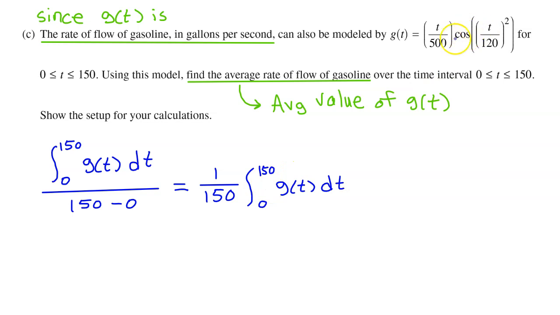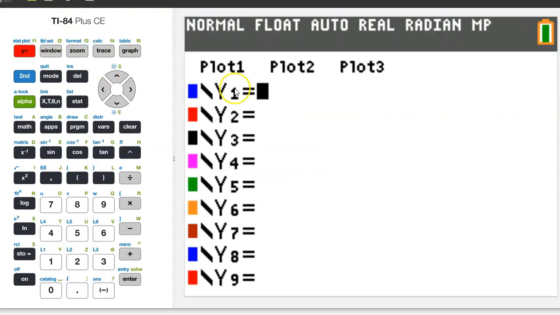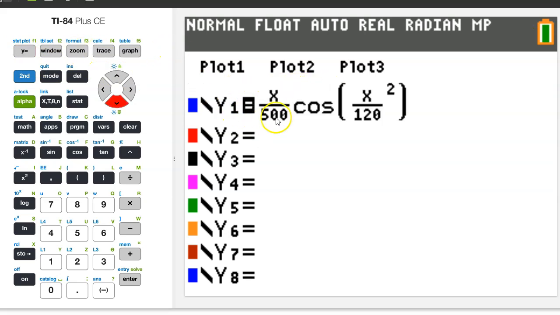Speaking of the calculator, I'm noticing that we are going to need G of t again for part D of this problem. It will save us a little bit of time if we type this in as a function in our calculator instead of typing it directly into the integral. So hit your y equals button and let's type G of t in as y1. So here's G of t typed into y1, except we had to use x's instead of t's.